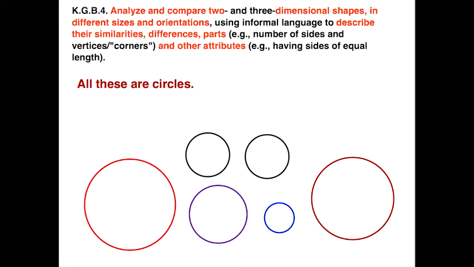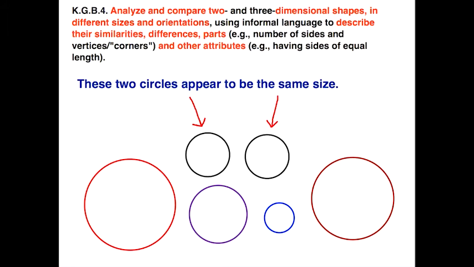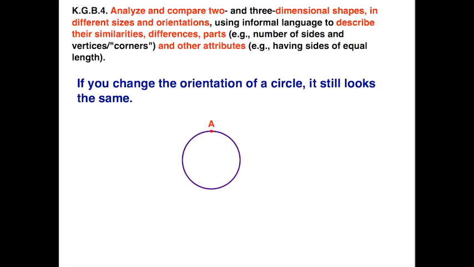Let's look at some other figures, in this case, circles. All of these are circles. Students should see that circles have no vertices. They're not composed of straight line segments. If students start comparing some of the circles to each other, these two circles appear to be the same size. If you change the orientation of a circle, it still looks the same. So for example, if I mark off this point A, then I rotate it around, although I've done rotations, the circle still looks exactly the same. It doesn't look any different.